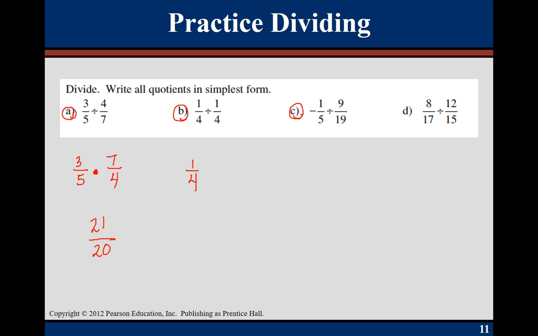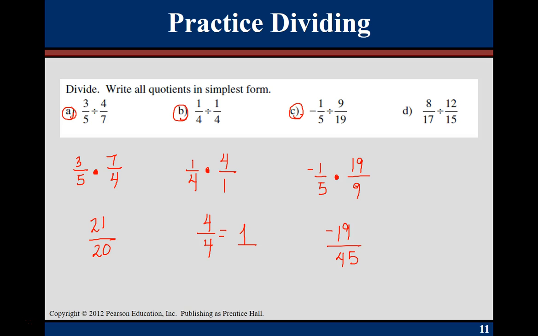1/4 stays the same. Division becomes multiplication. Take the reciprocal of the second fraction. That's 4 over 4, which is a 1. For letter C, I'll have negative 1/5. Change division to multiplication, and it becomes 19 over 9. Negative 1 times 19 is negative 19, and 5 times 9 is 45. 19 is prime, and so we cannot reduce these fractions any further.